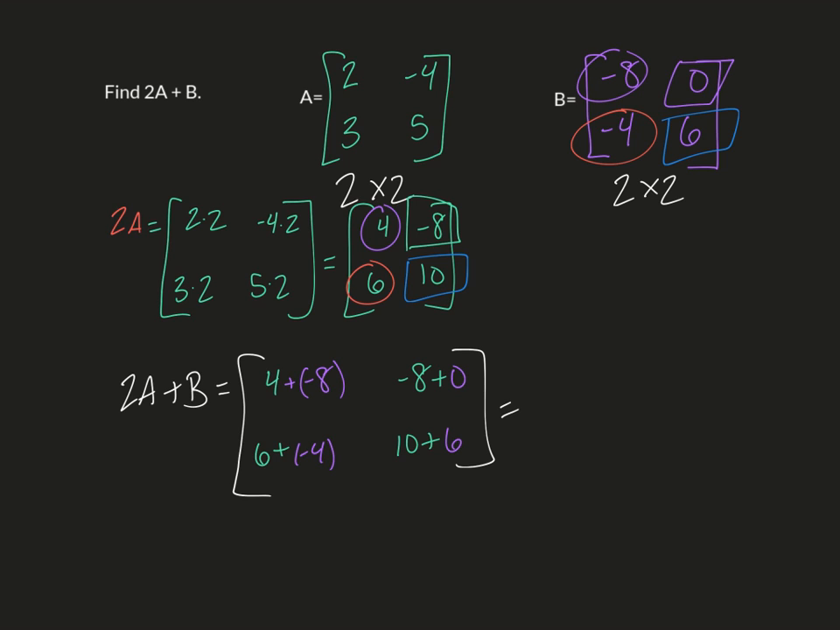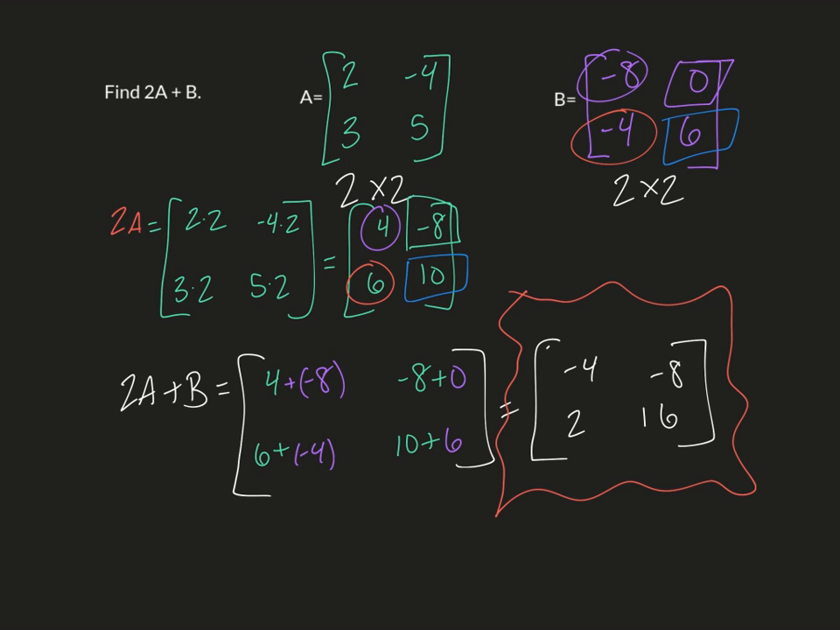So 4 plus negative 8 is negative 4. Negative 8 plus 0 just stays negative 8. 6 plus a negative 4 is 2. And 10 plus 6 is 16. So this would be my final answer once I have done adding 2A plus B.